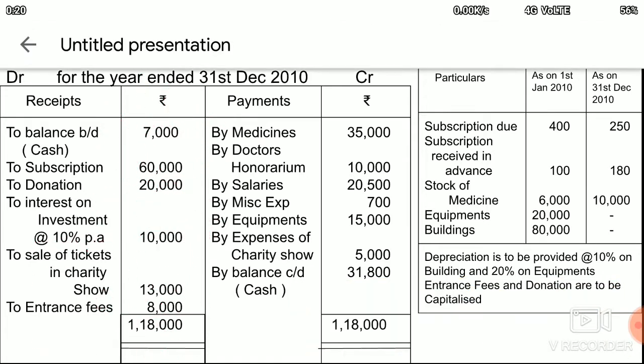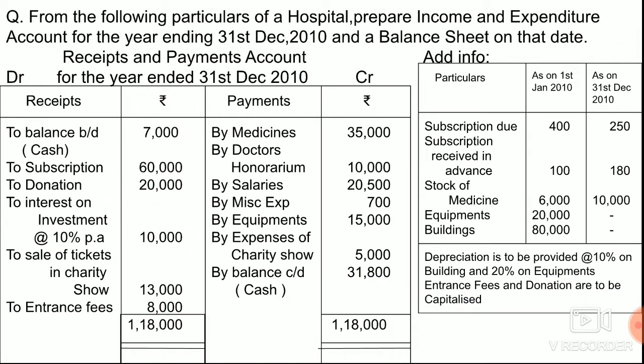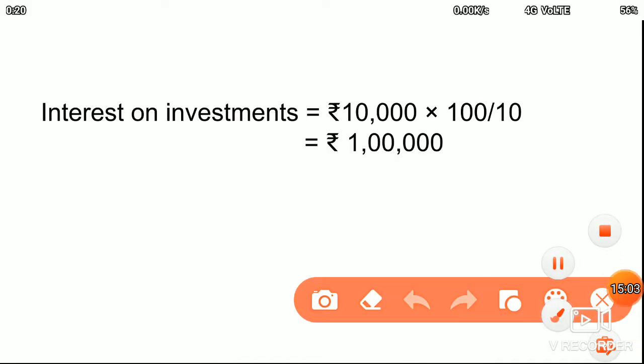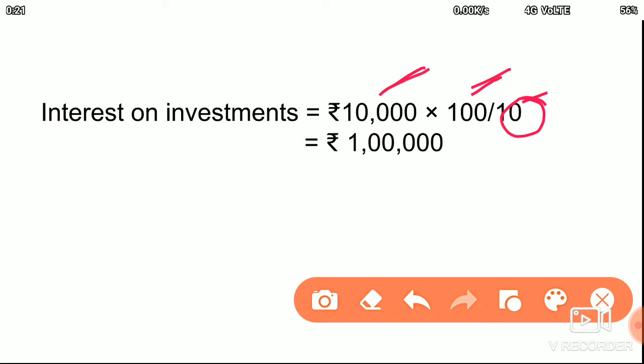Before I show the two items, let me calculate the investment which was there. For calculating the investment, we received an interest of 10,000 rupees. So we multiply by 100 and divide by 10, because the rate of interest is 10. So 10,000 into 100 by 10 gives us the actual investment, which is 1 lakh rupees. So this is how we can calculate the investment.